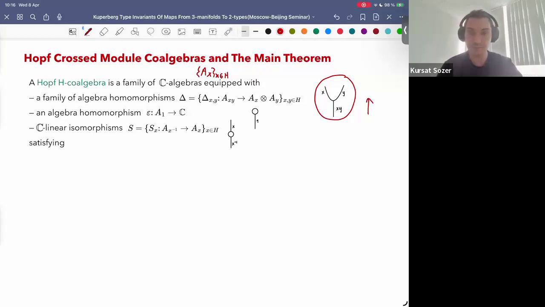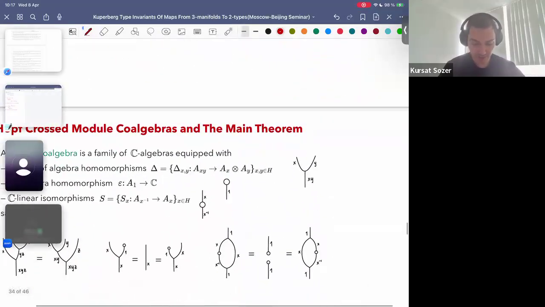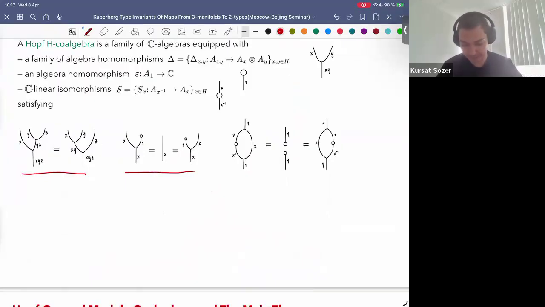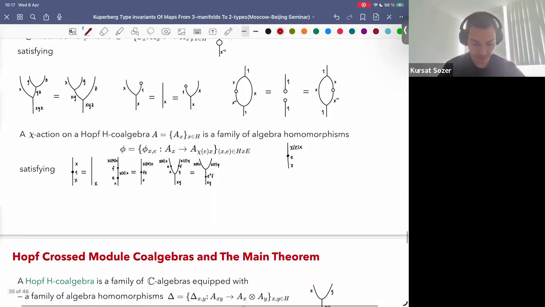I'm reading from bottom to top. They're graded comultiplications, an algebra homomorphism counit, and a C-linear isomorphism, the graded antipode. Okay, and they need to satisfy this generalized co-associativity, co-unitality, like graded co-associativity, graded co-unitality, and the usual antipode axiom, graded antipode axiom, as expected in the usual Hopf algebra definition.